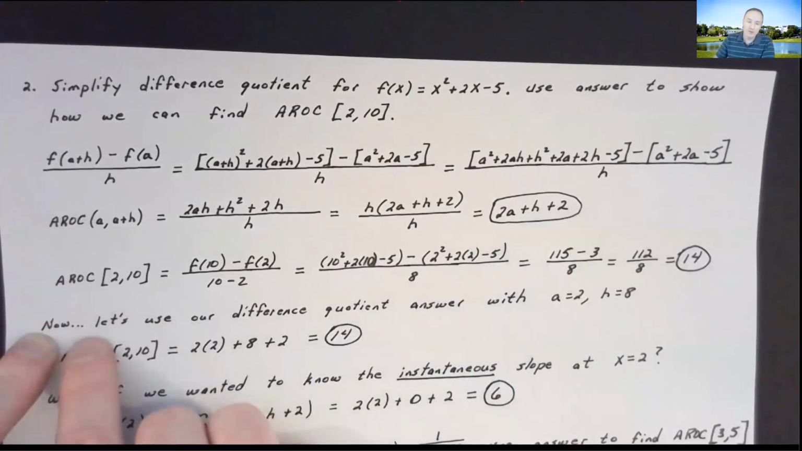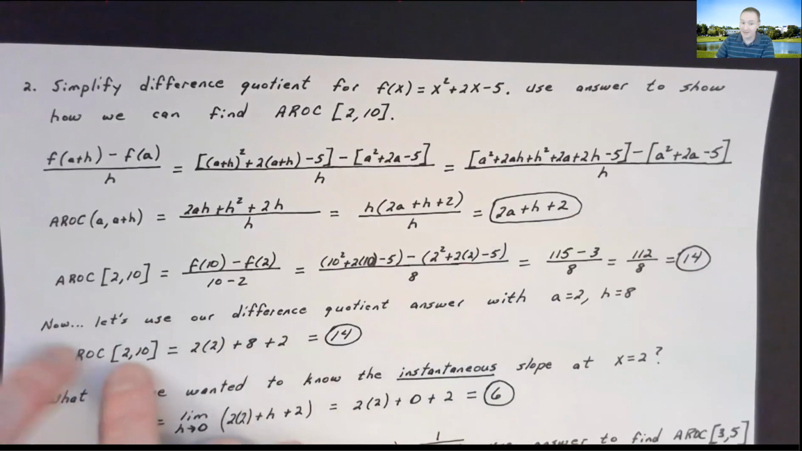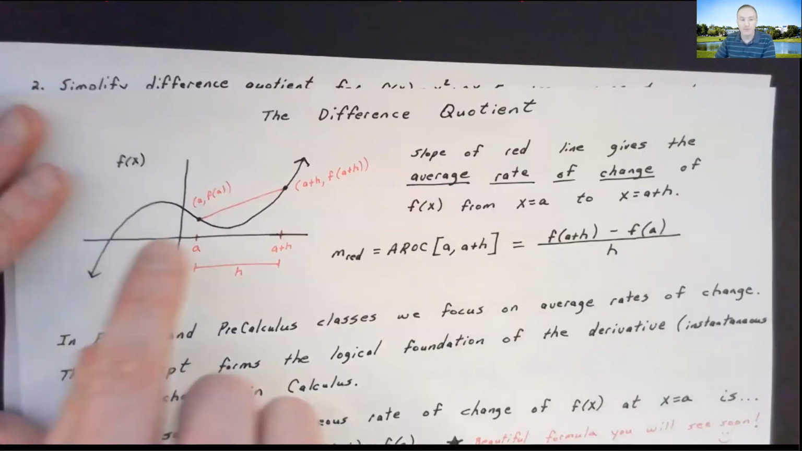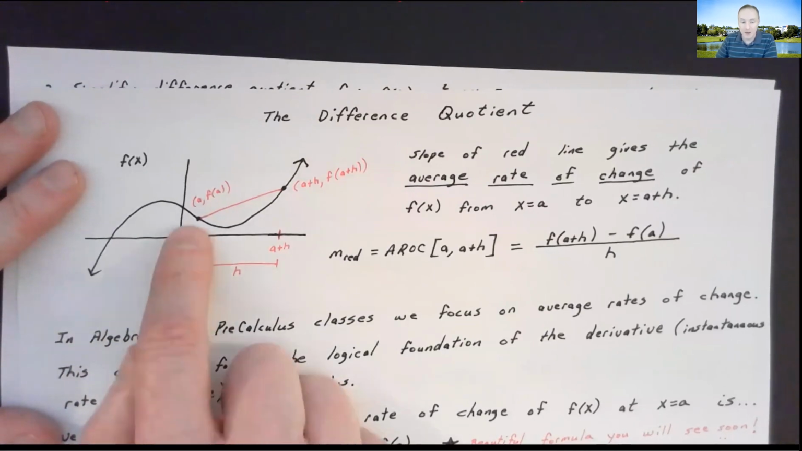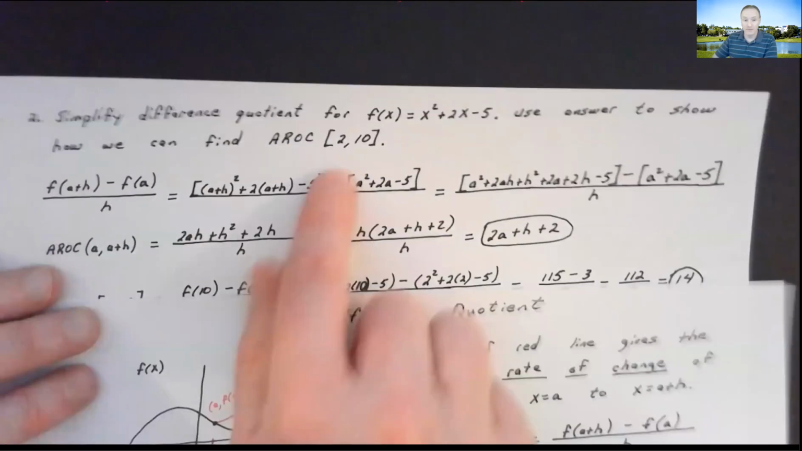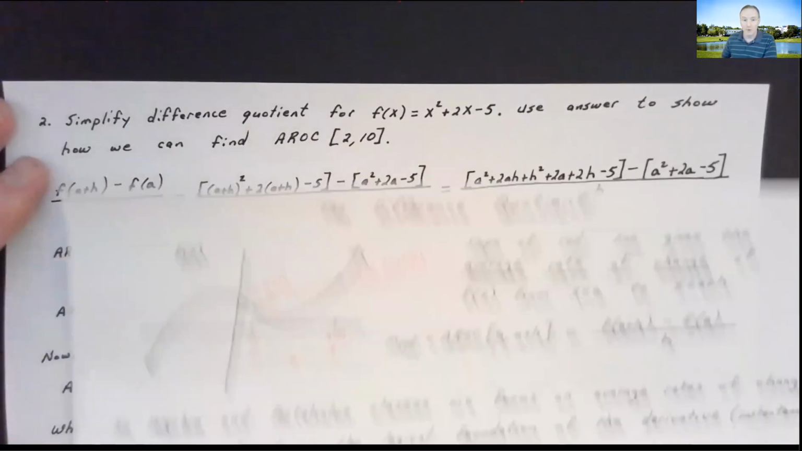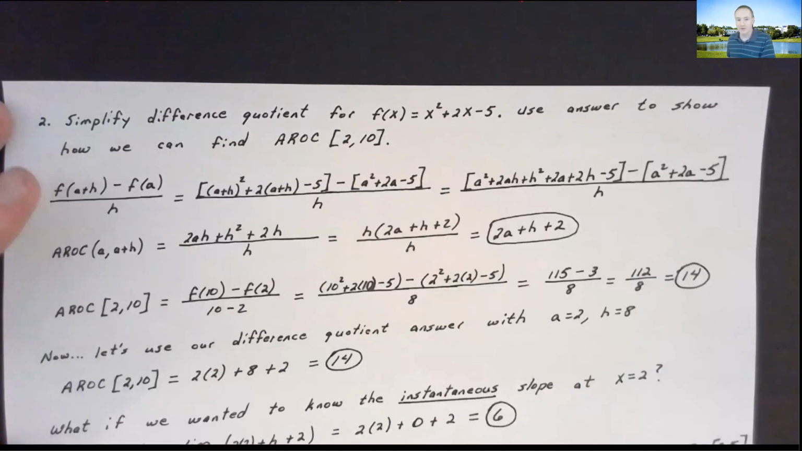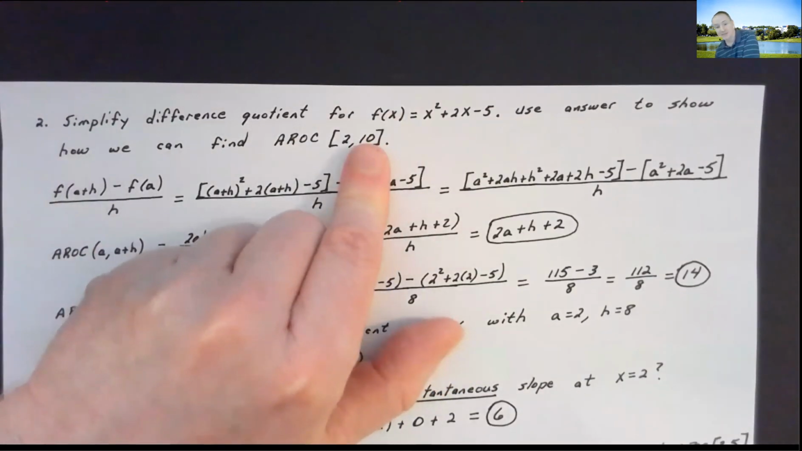So if I wanted to use the difference quotient to find that same average rate of change between 2 and 10, you've got to go back and think with me about what A and H are in the problem. Please remember, A is always your initial X value. So in this problem, A is 2. Well, what is H always equal to? H is always the distance between the two X values. So you just say, well, then clearly H is 8 in this problem.